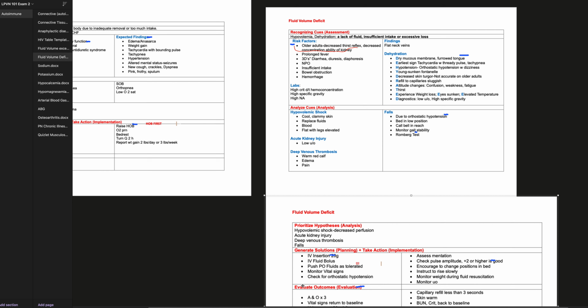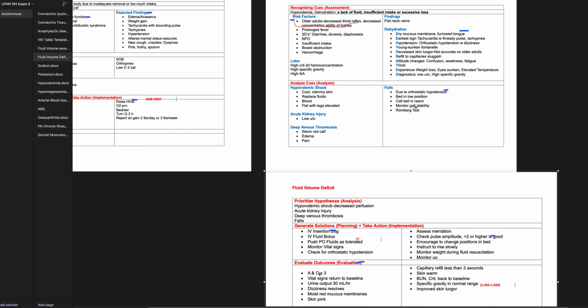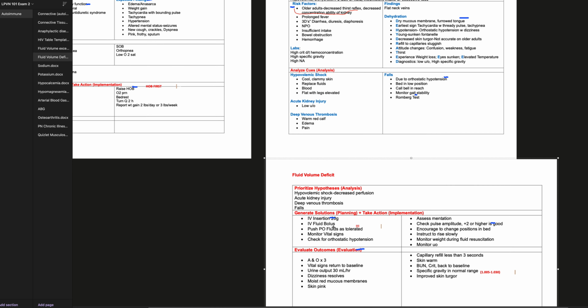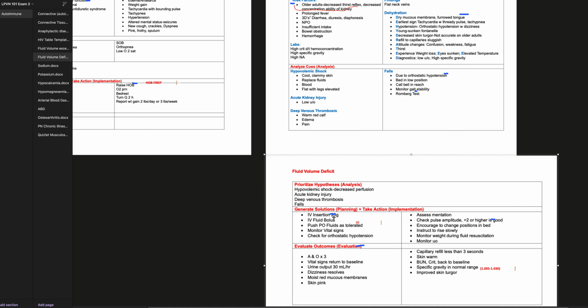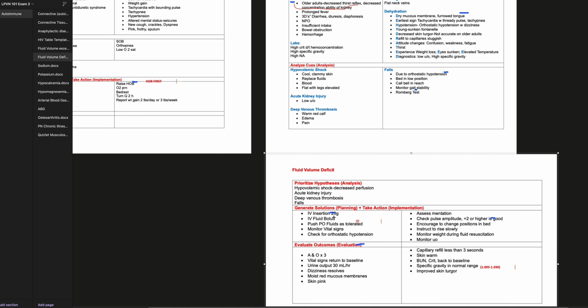Also, if you're dehydrated, you're going to be more prone to DVT. So remember, those are complications of fluid volume deficit. Very important because you need to realize what can happen to the patient, be on the lookout for those things. All right. We're going to worry about falls due to orthostatic hypotension. So you know what to do about that. May do a Romberg test. We'll talk about that a little bit later in the semester. And then we're going to worry about, again, I told you, decreased perfusion, which can lead to an acute kidney injury, DVT, and falls. Those are the main things you're going to worry about.